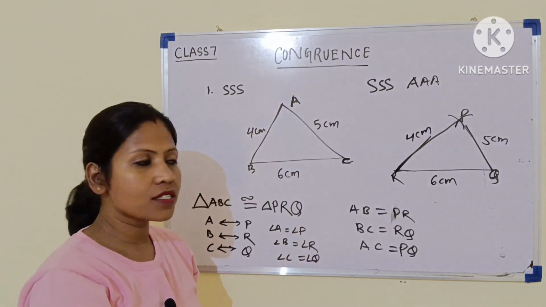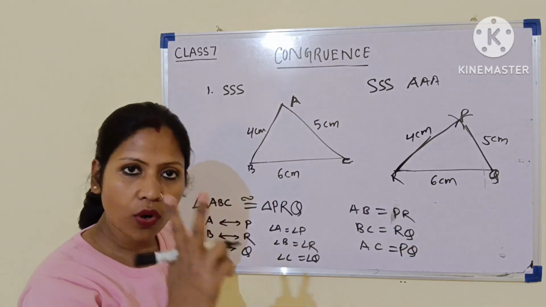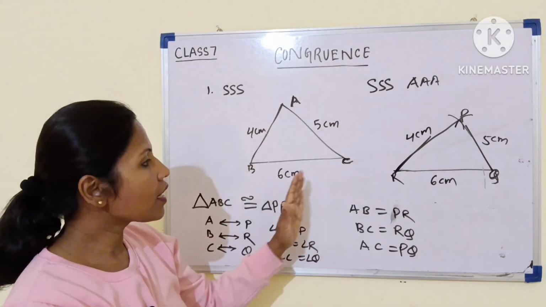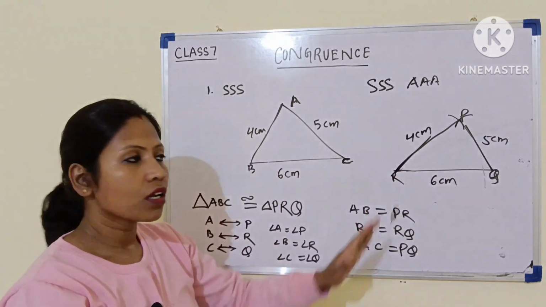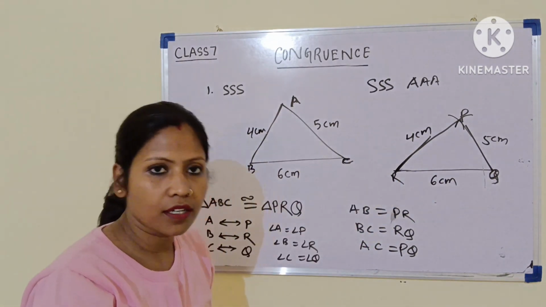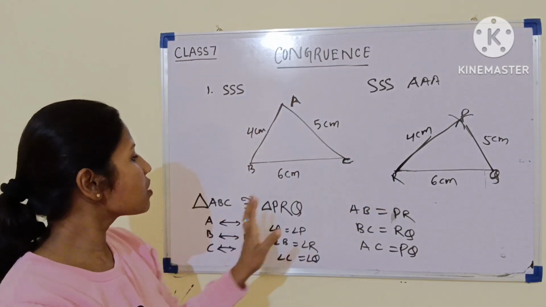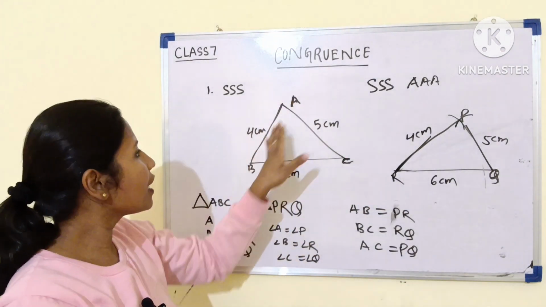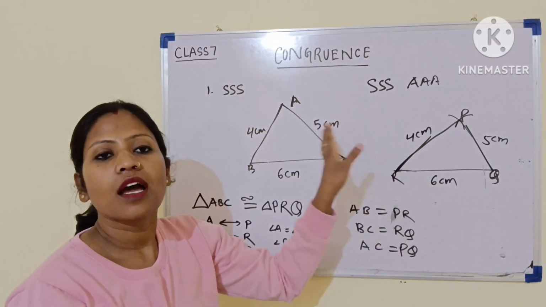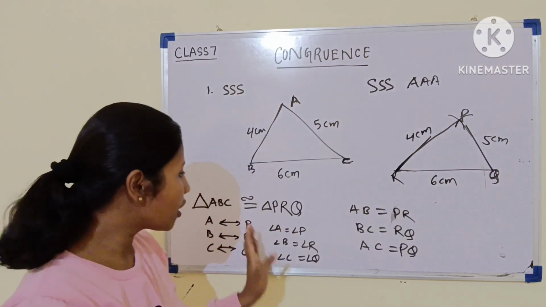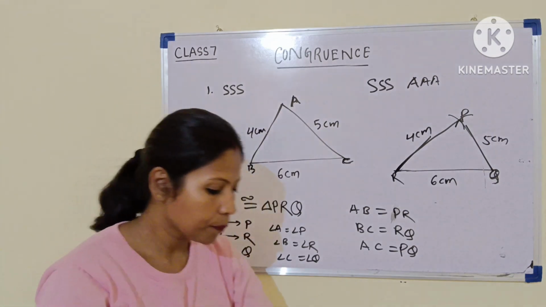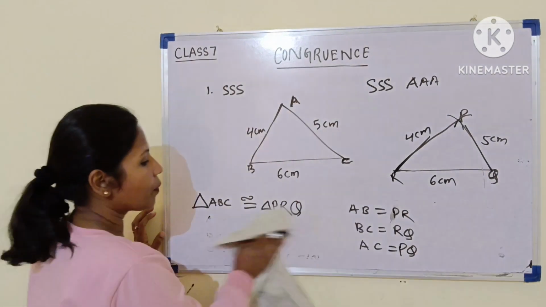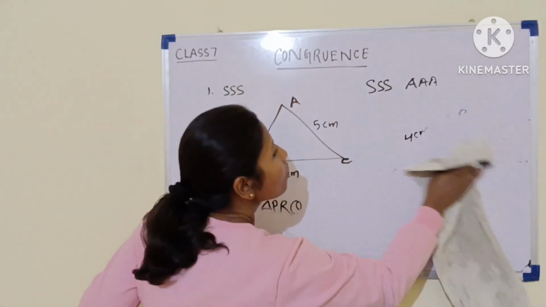What does the SSS property say? That two triangles will be congruent if all three sides of one triangle are equal to all three sides of the other triangle, and the congruency should be written correctly with the corresponding vertices and corresponding sides. You cannot write it in any way. Okay, so this was about the SSS property.